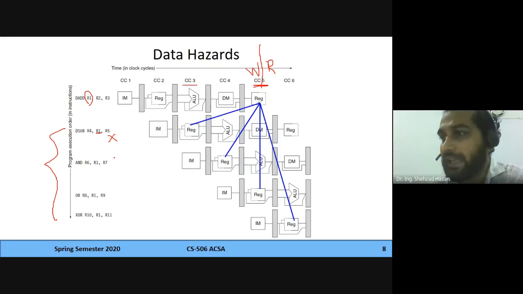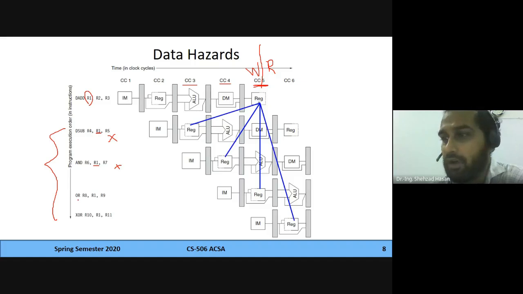So if we talk about the AND instruction, the third instruction is going to fetch the value of R1 and R7 in the 4th cycle. Again, not possible, because the value which this AND is fetching is also an older value of R1 and not the right value.